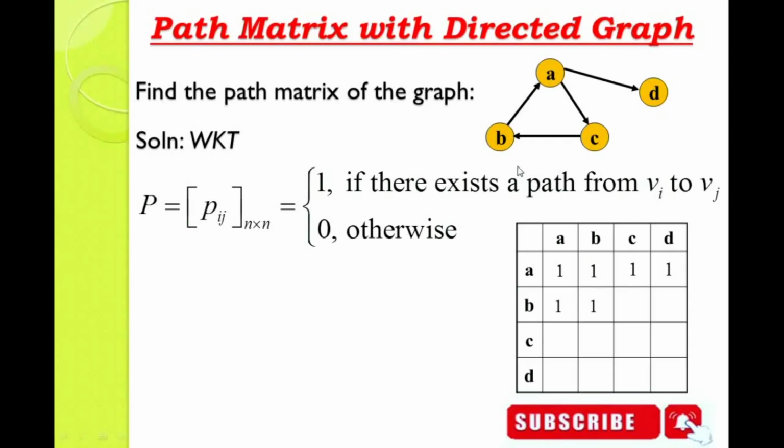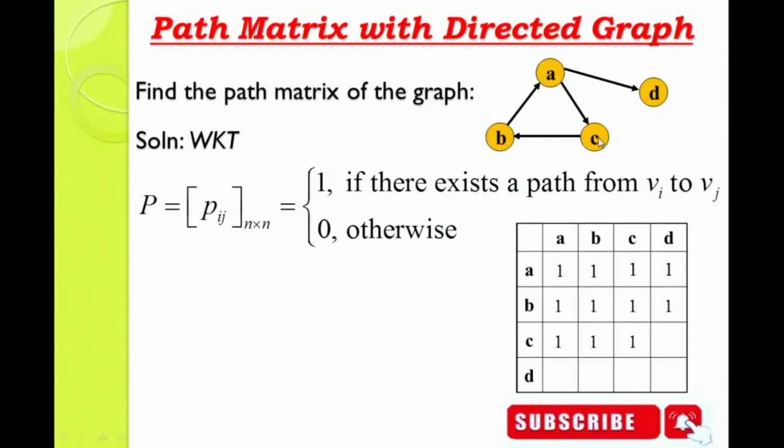What about B to C? B to C also has a path. How to go from B to C: B to A to C. So assign the value 1. B to D: B to A to D, so assign the value 1. C to A, yes, the path is there, 1. C to B is there, so assign the value. C to C, yes, the path is there: C, B, A, C. Assign 1.